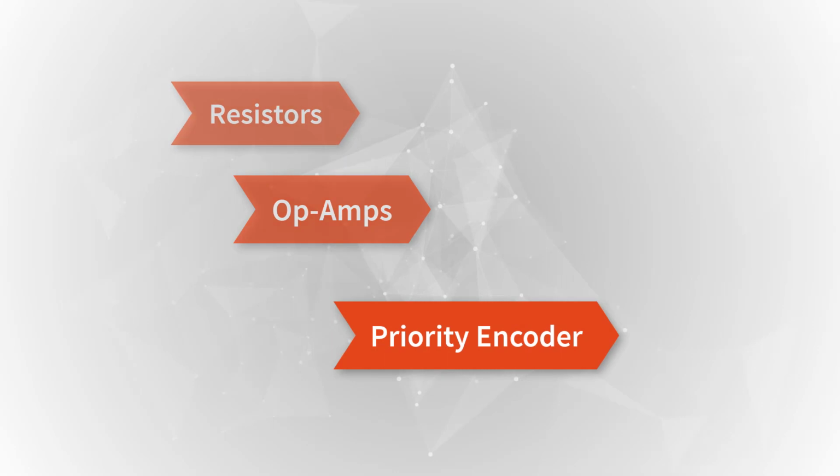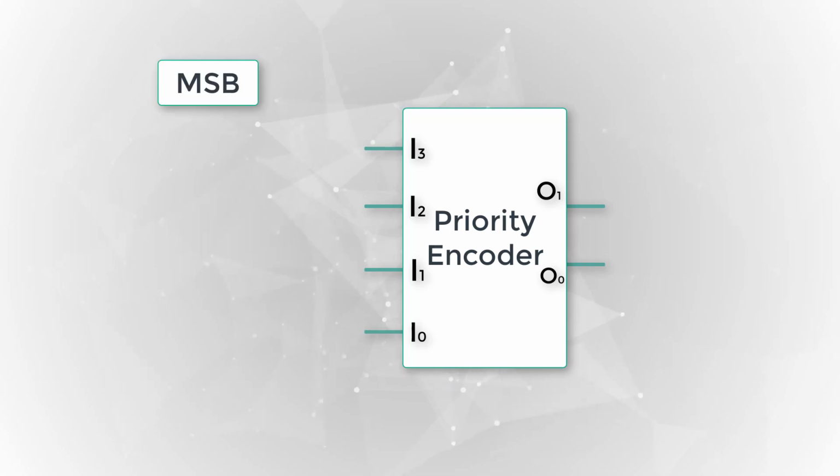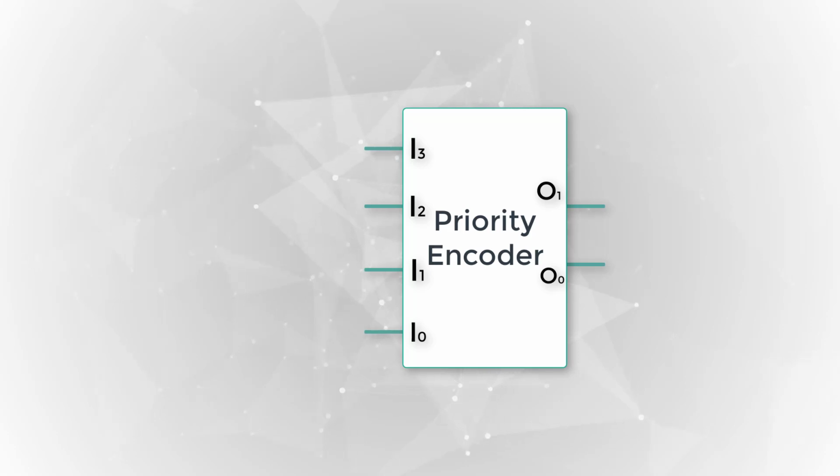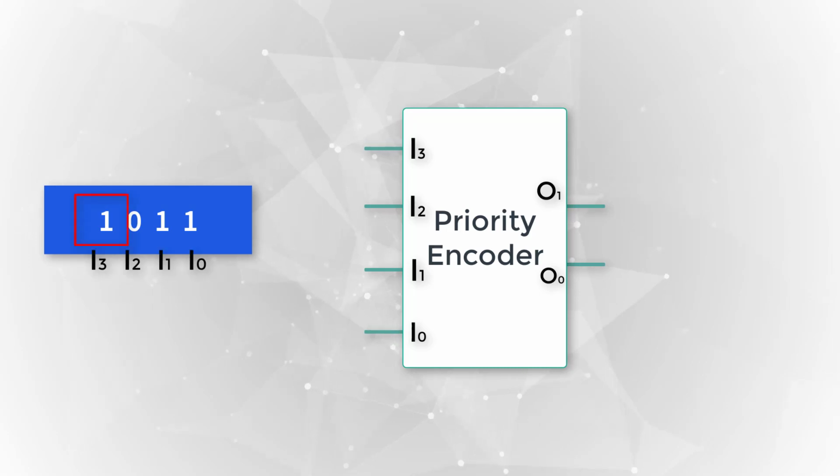For those who don't know priority encoders, let's take a brief look at its working. A priority encoder, as the name suggests, gives priority to something, and here this something is the most significant bit. In the binary coded system, the most significant bit or MSB is the first bit you see as you read the binary code from left to right. Say for a code 1011, a 4-bit binary, 1 at position I3 is the MSB.